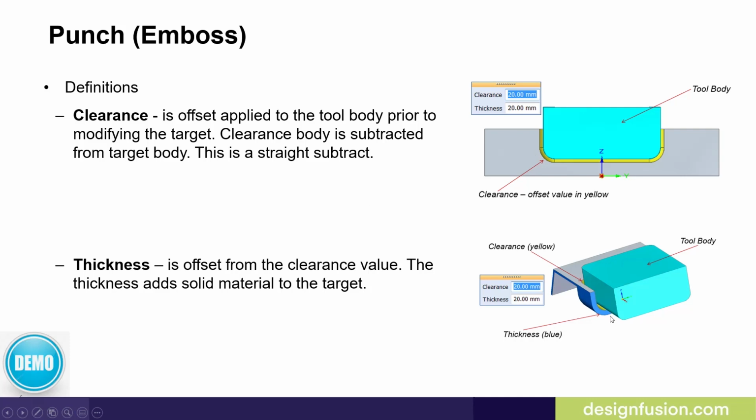And we do have thickness if you're in the part environment. In the sheet metal environment, this is ghosted out. This is an excellent command in the sheet metal environment for making a punch and then using that punch to emboss the actual shape onto the sheet metal. Let's have a look at this in Solid Edge.